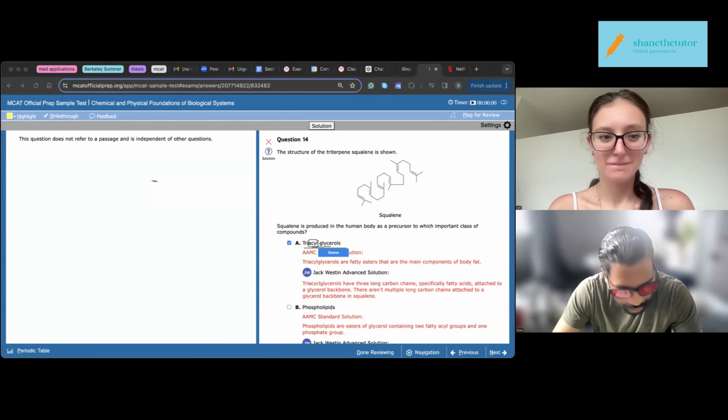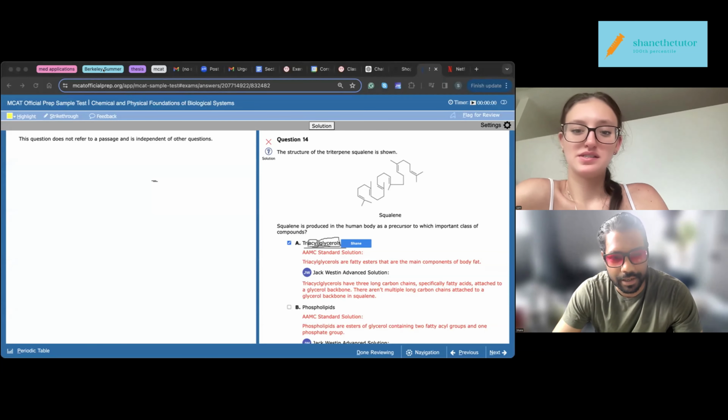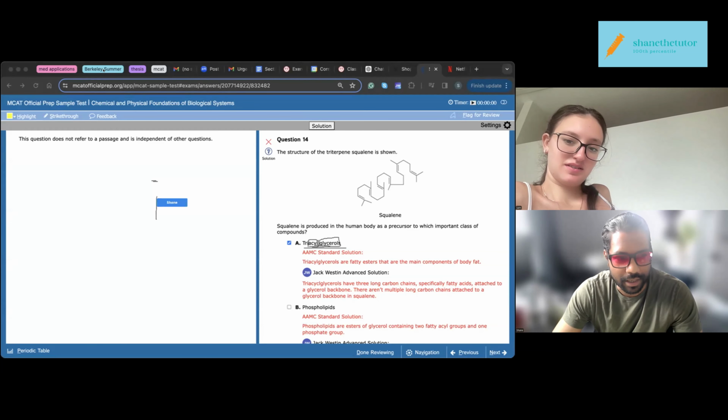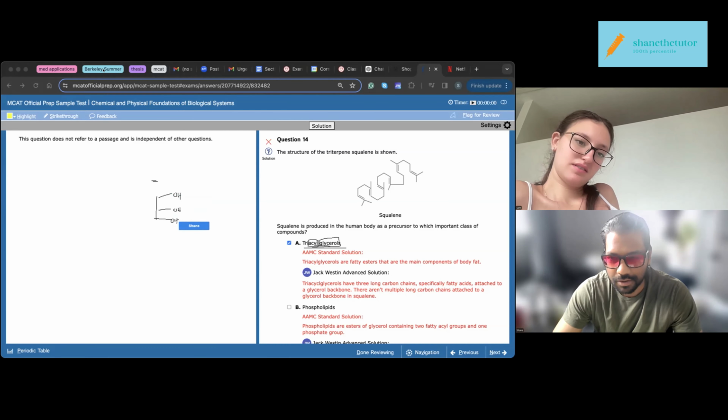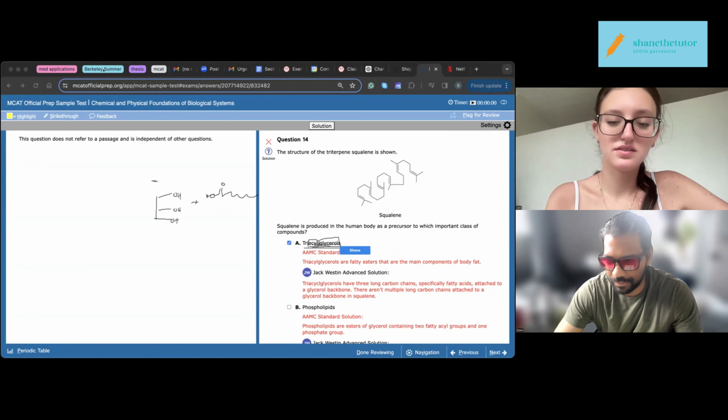But the acyl part you should know, the glycerol you should know, like what those look like. A glycerol looks like this, right? And then you can have fatty acids like this that can bind to the glycerol to give you the triacylglycerol, aka fat.